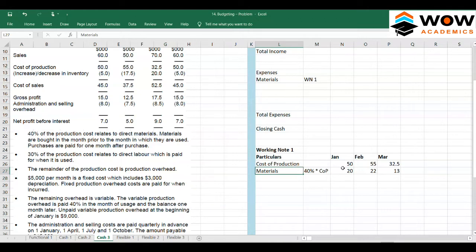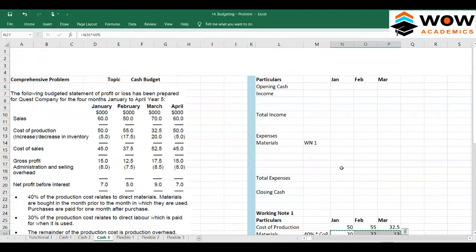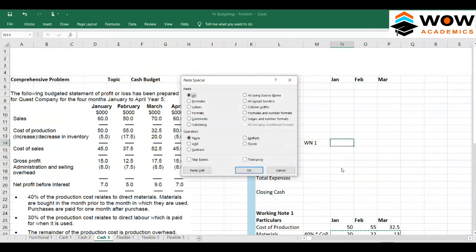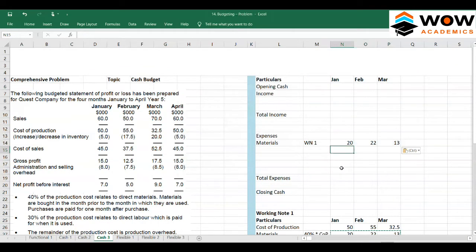Materials are bought in the month prior to the month in which they are used. So the February amount, this number 5522, is bought in January, and purchases are paid 1 month after purchase. So whatever is bought in January will be paid in February. That is, the same number will be in the next month. So that's what they are telling essentially. So you can work out the numbers like this.